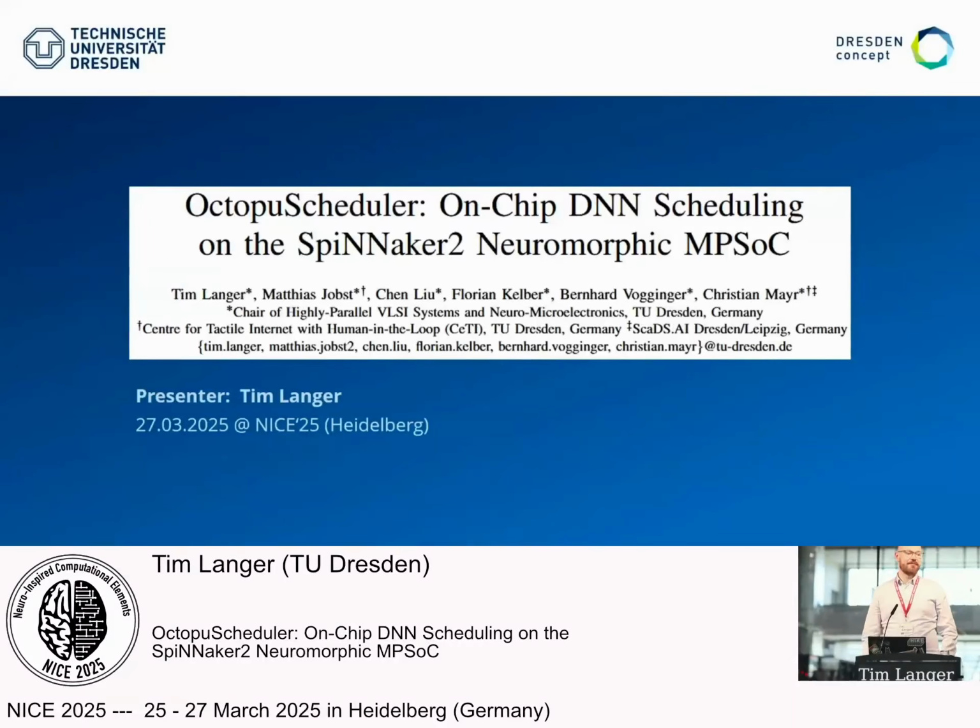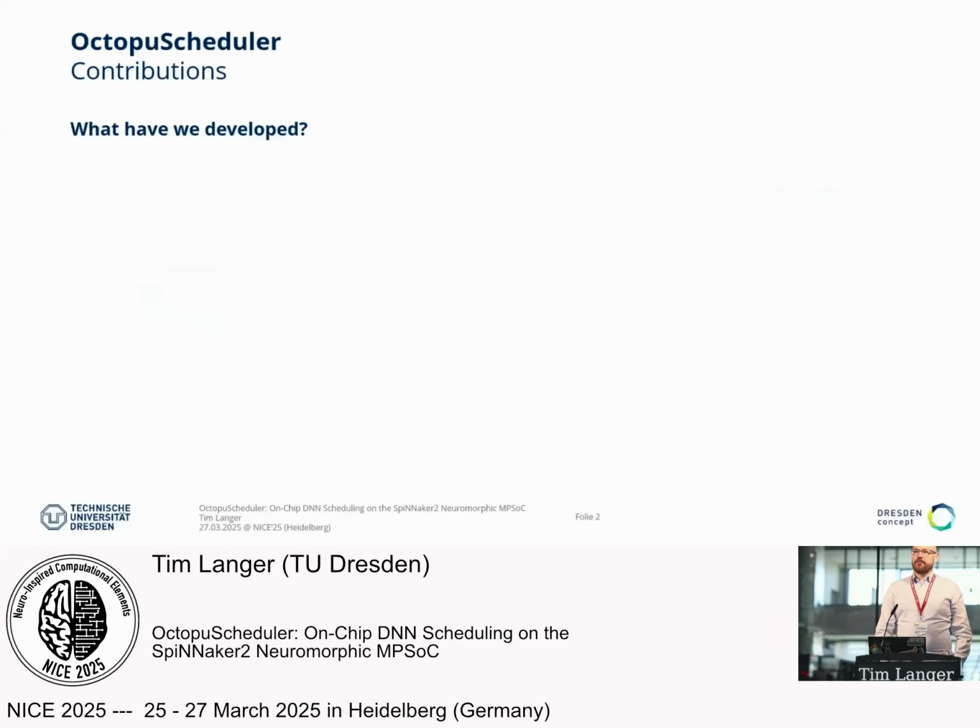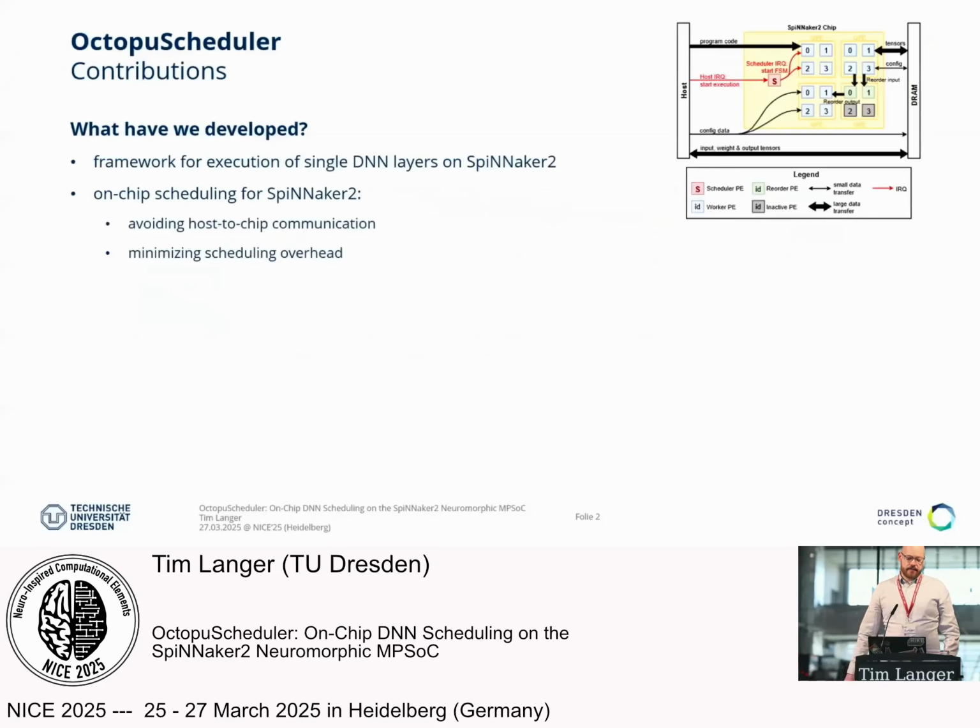I'm going to talk about OctopuScheduler. As already mentioned, it's a DNN scheduling framework. It's on chip for the Spinnaker 2 multiprocessor system on chip. And what we have developed is basically a framework for the execution, at the moment, of single DNN layers on Spinnaker 2. We're currently extending it. And it's focused on on-chip scheduling.